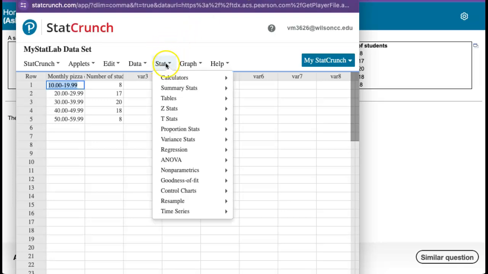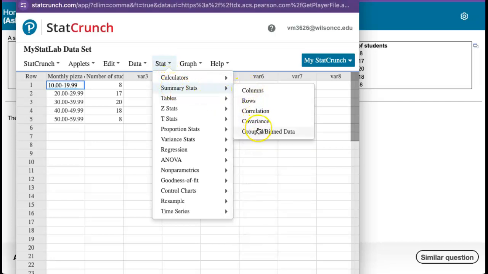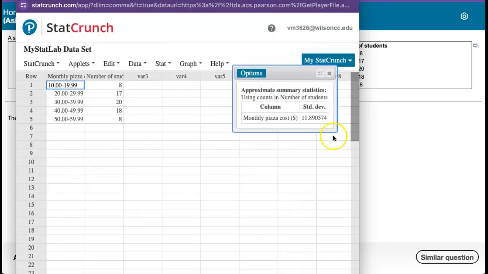What we're going to do is go to Stat and go down to Summary Stats, and our information is grouped or bin data. First thing we do is select the class, which is the monthly pizza cost. That's the bins. The counts are in the number of students. And the midpoints we've defined by averaging consecutive lower limits of the classes. And we want to find the standard deviation. So I select that and compute. And this is the answer to our problem, 11.89. So I hope that helps.